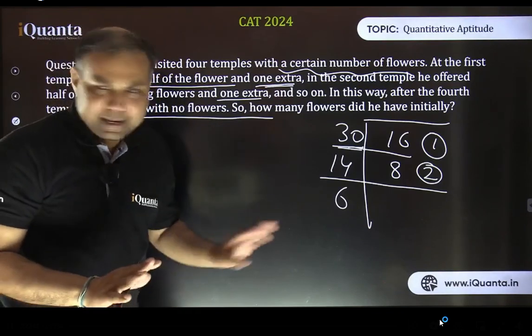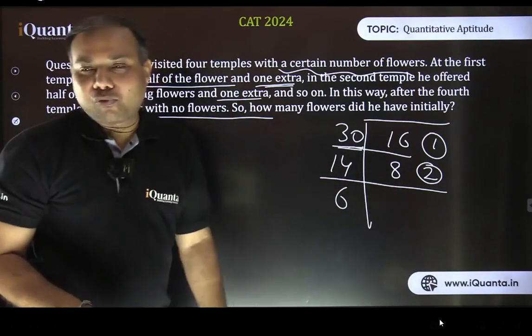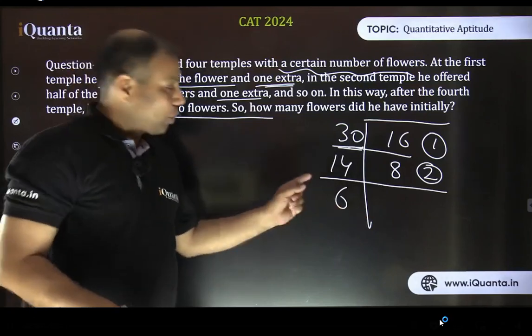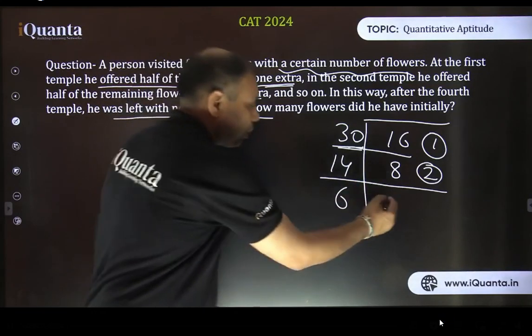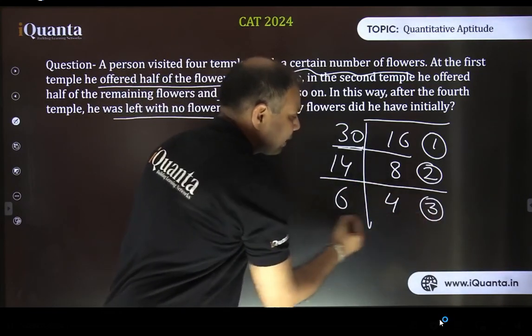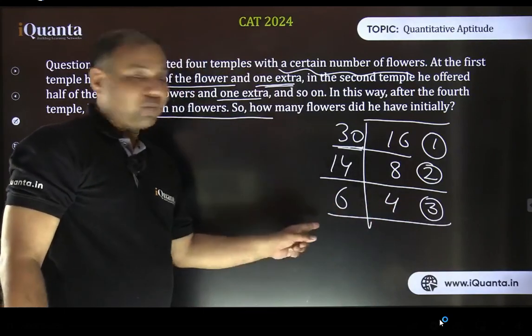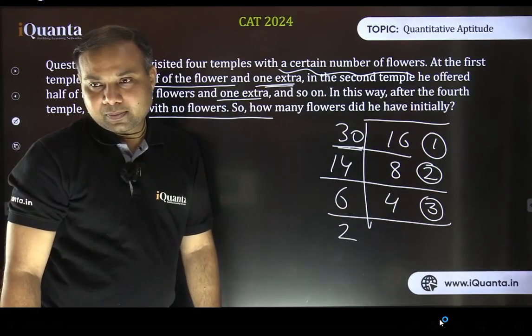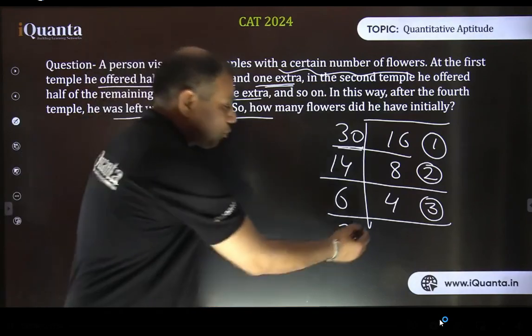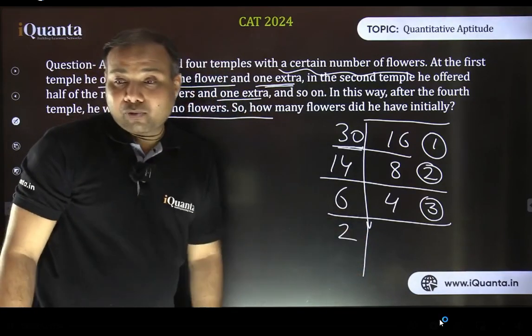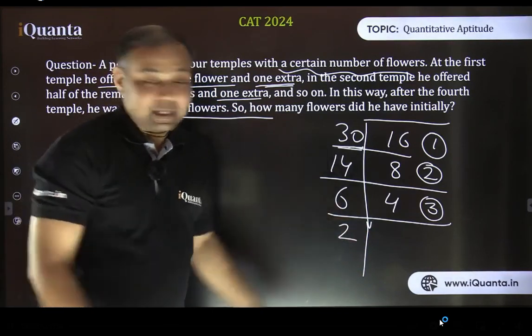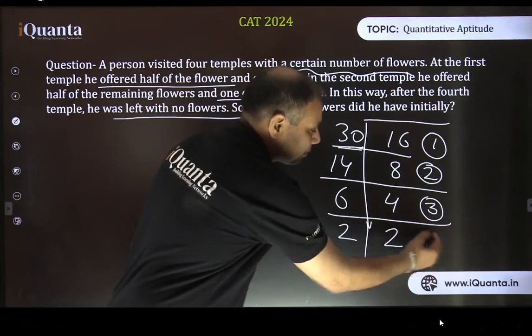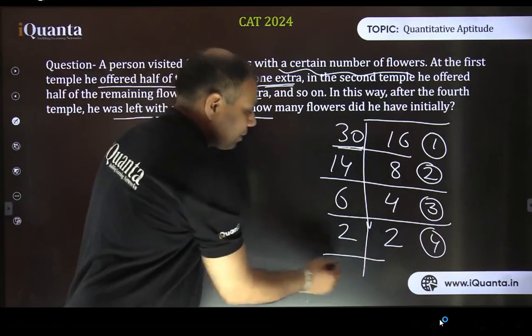Cool enough? Agreeable? Now, what is the number of flowers offered in the third temple? So half of this 3 plus 1, that is 4. So 4 flowers must have been offered in the third temple. And now number of flowers remaining? Certainly it would be 2. So finally in the last temple, how many flowers will be offered? Half of this, that is 1 plus 1. That is all flowers have been offered. All the 2 flowers have been offered and now nothing is remaining.